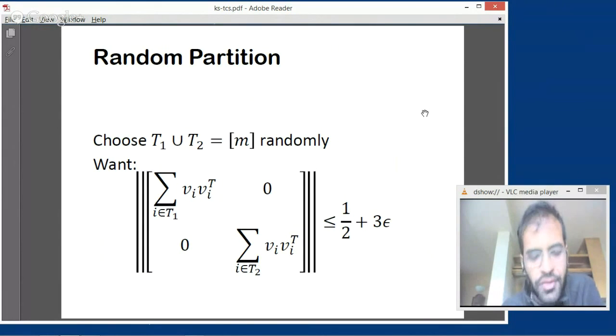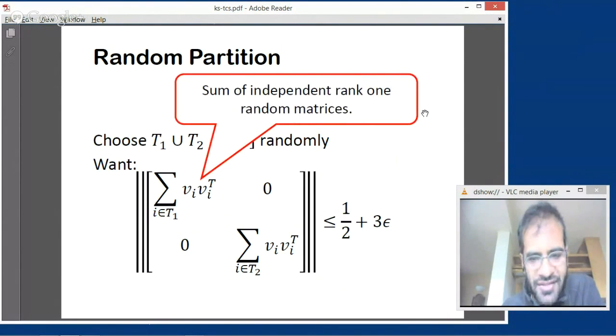Okay. So let me observe that this is a sum of independent rank 1 matrices. For every vector vi, I'm independently choosing whether to put it in the top half or the bottom half, right? And when I add all these things up, I get the matrix I'm interested in. This is a sum of independent rank 1 random matrices. And I want its norm to be small with good probability.